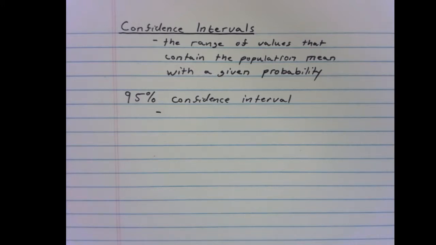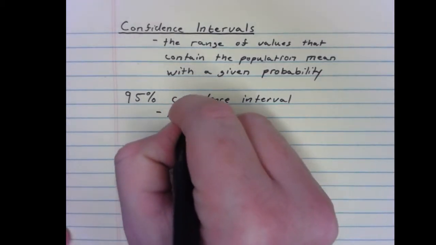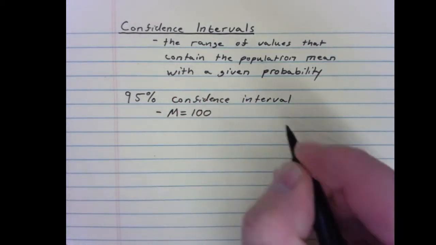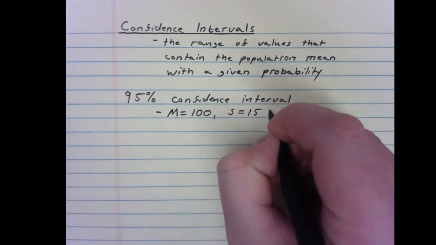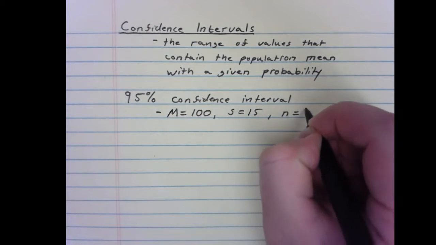First off, we're going to need some sample data. So let's assume that we're working with a mean of 100, specifically a sample mean, a sample standard deviation of 15, and let's pretend we had 30 scores in our sample.